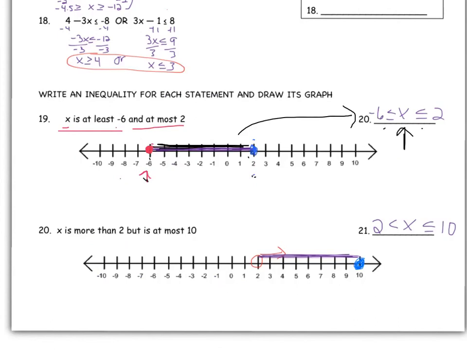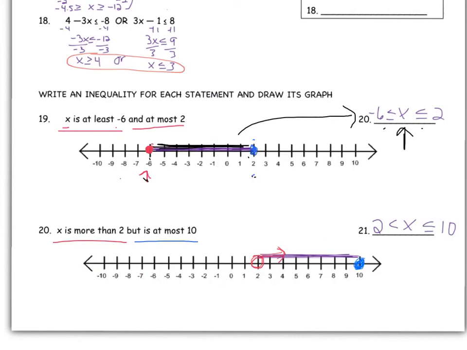So again, with 20, x is more than 2. So I went to 2, and I know it has to be anything more than that. Is 2 more than 2? No, so I wasn't going to include it. I just had an open circle. But, so I did this part, and then, but is at most 10.